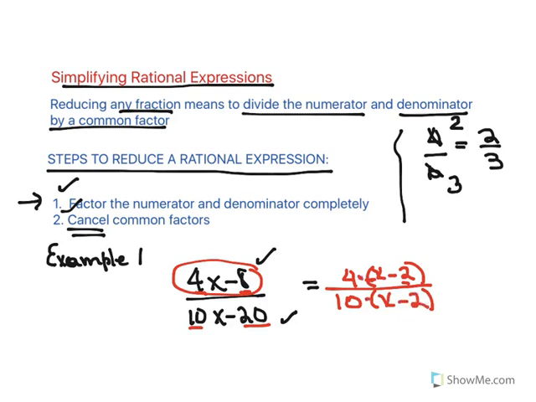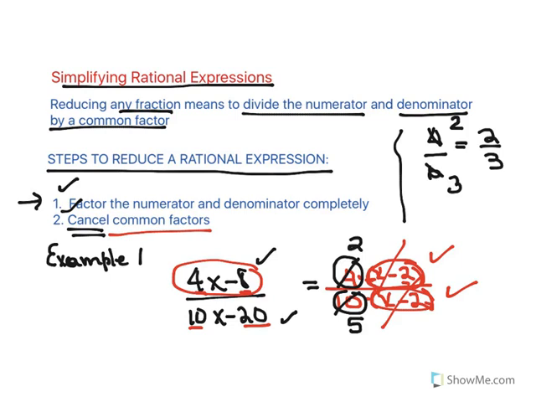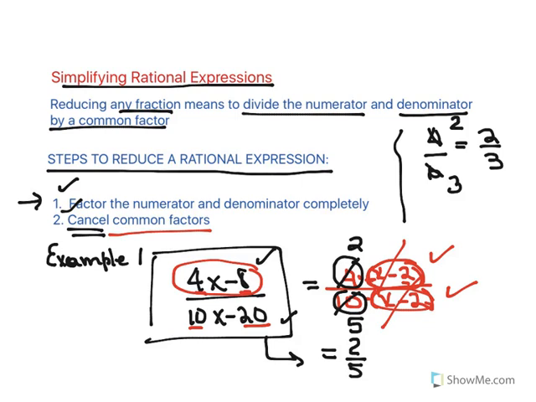So the numerator has 2 factors, the denominator has 2 factors. The common factor here is x minus 2, so I can cancel the common factor. But also, if you look at 4 and 10, you can see that they share a common factor of 2, so I can divide by 2. 4 divided by 2 is 2, 10 divided by 2 is 5. So all I have left after all these cancellations is 2/5. So this rational expression is equal to 2/5.